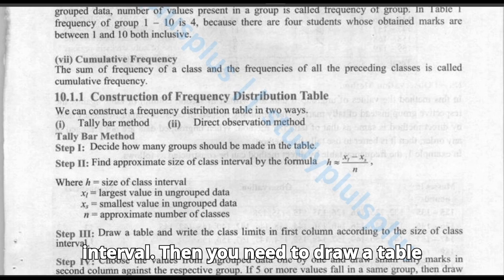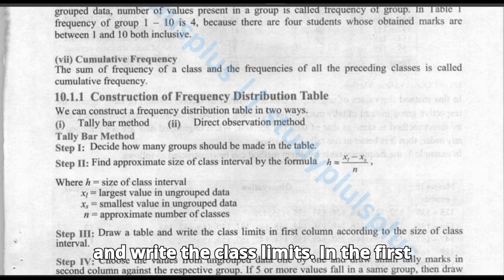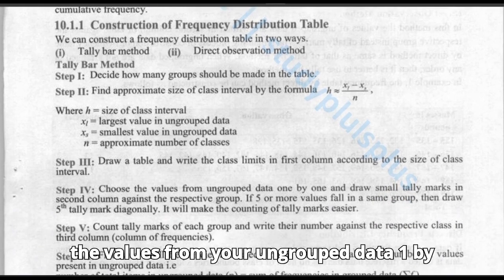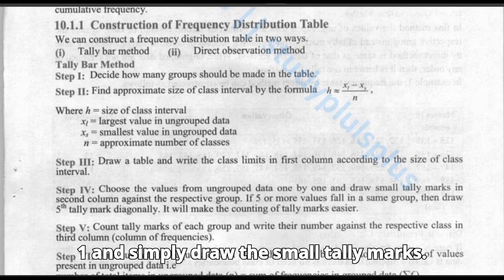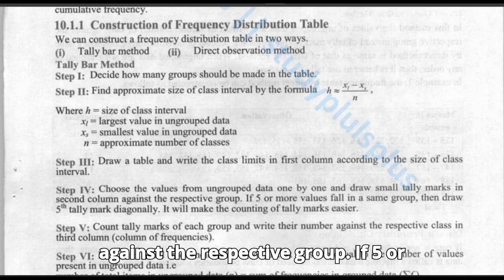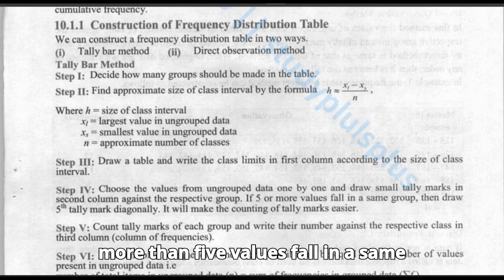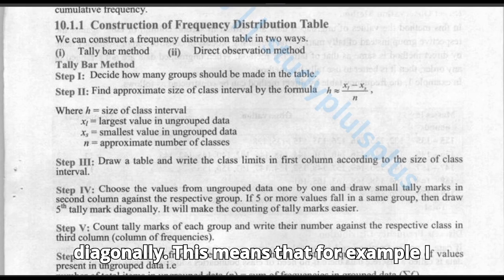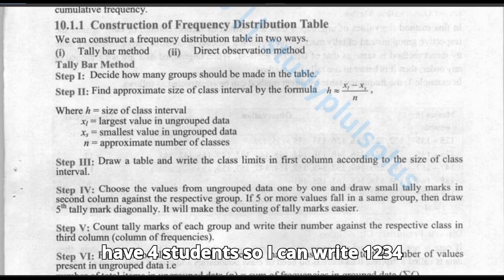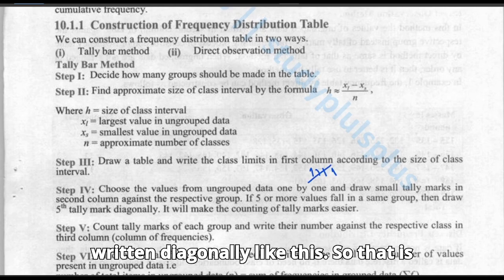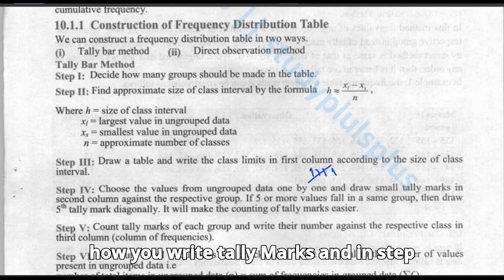Then you need to draw a table and write the class limits in the first column according to the size of your class interval. Then you can choose the values from your ungrouped data one by one and simply draw small tally marks in the second column against the respective group. If 5 or more values fall in the same group, you draw the fifth tally diagonally. For example, if I have 4 students, I can write 1, 2, 3, 4, and then the fifth tally mark is written diagonally like this.